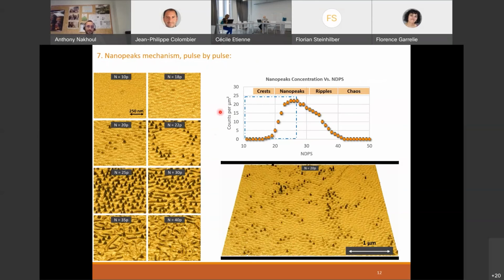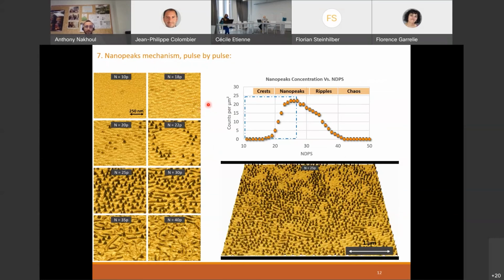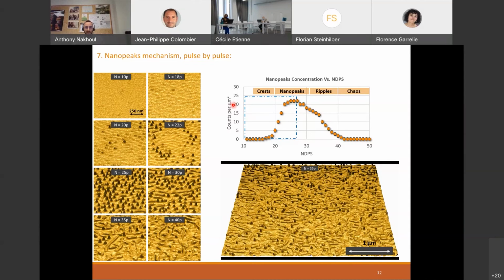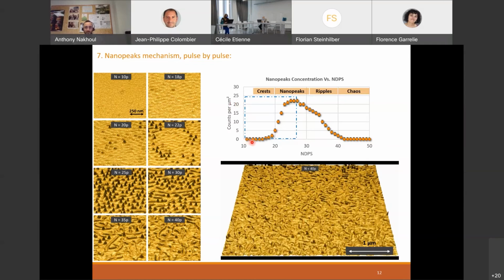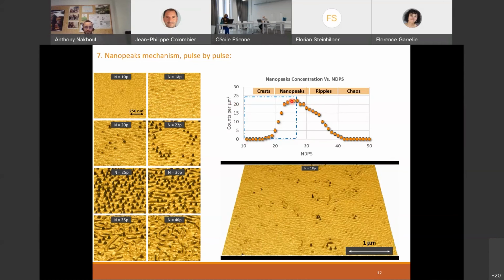So here we are fixing the pulse duration to 150, but we are trying to change the number of pulses. So here we have number of pulses between 10 up to 40, and also here between 10 and 50. And we can see the counts per micrometer square of the nanopeaks, how it's increasing by increasing the number of pulses, and we have a maximum between 25 and 27, we can say. And when we are increasing more, the nanopeaks start to reduce, because we are starting to create ripples, and here on the cavities we have almost nothing. And here at the beginning we have some crests.